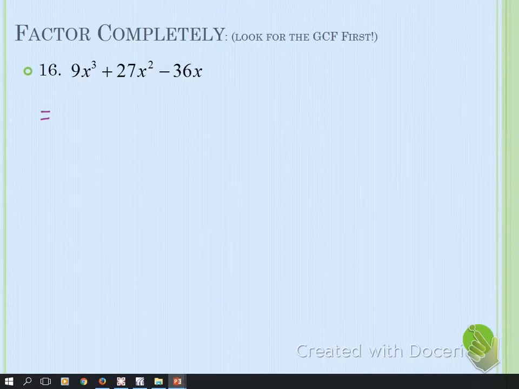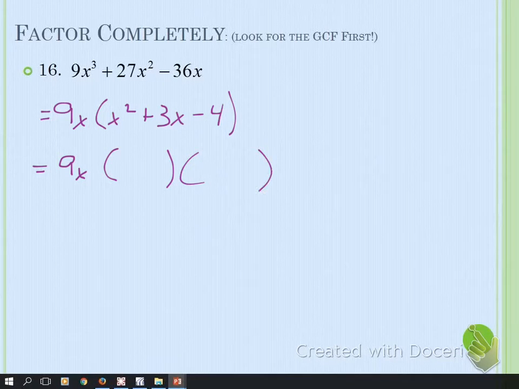There is a GCF of 9x. 9 will divide into all three, 9, 27, and 36, and they all have at least one x. So if I divide everything by 9x, 9 divided by 9 is 1. X to the third divided by x is x squared. 27 divided by 9 is 3. X squared divided by x is x. Negative 36 divided by 9 is negative 4. X divided by x is 1. And so we're left with this.